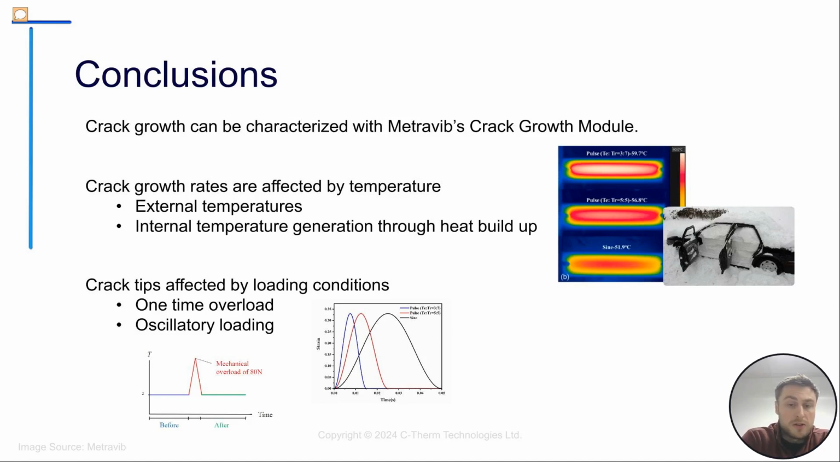So in conclusion, crack growth can be characterized with the Metravib's crack growth module. Crack growth rates are affected by temperature. This can be external temperatures from weather conditions, as well as the internal temperatures generated through heat buildup. Crack tips are also affected by loading conditions. This can be including a one-time overload, as well as an oscillatory loading, such as pulse or sine waves.